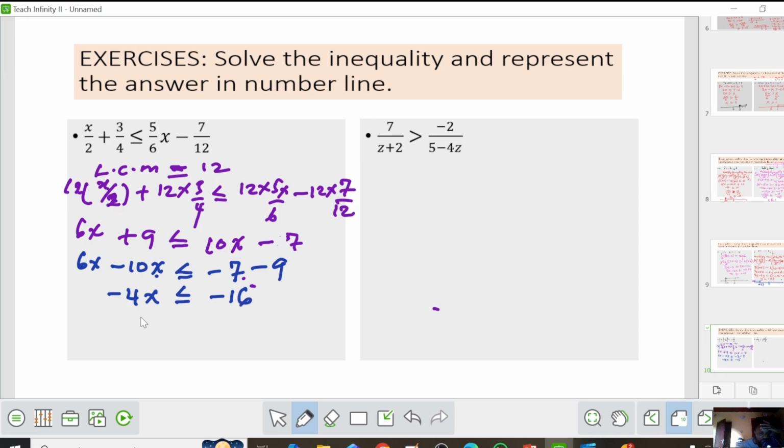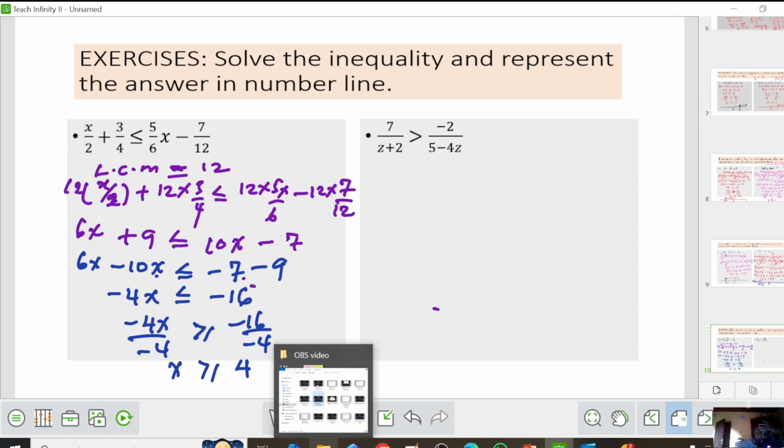So I'm dividing both sides by a negative number. That's -4x divided by -4, so the inequality will reverse. Negative divided by -4, so this becomes x is greater than or equal to 4. And if x is greater than or equal to 4, let's represent it on a number line.